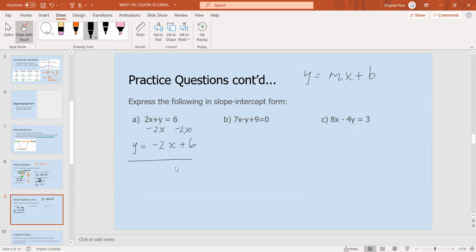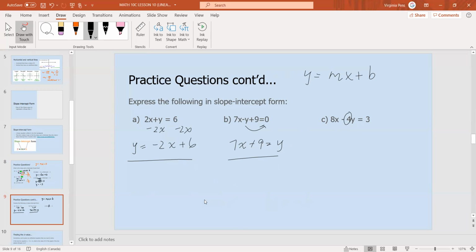Next one, this one looks a bit more messy. So once again, let's try isolating the y first. It looks like we can just bring the y over to the right side. So 7x, we'll add y to both sides, which would give us 7x plus 9 is equal to y. All right, we're making pretty good progress. This is also already in y equals mx plus b form. Yeah, you can flip it if you want the y to be on the left side. It doesn't really matter.